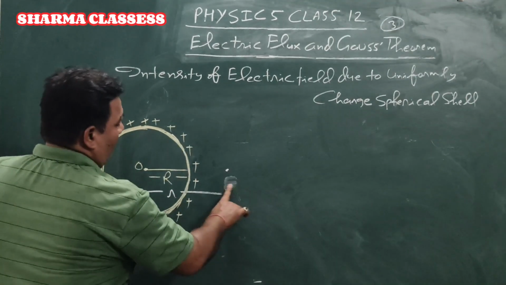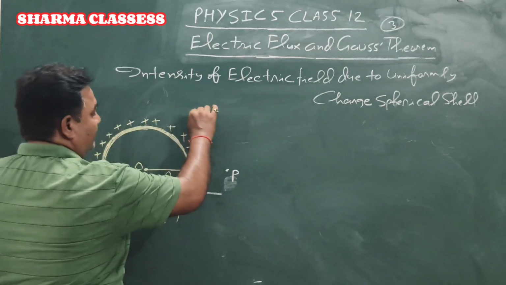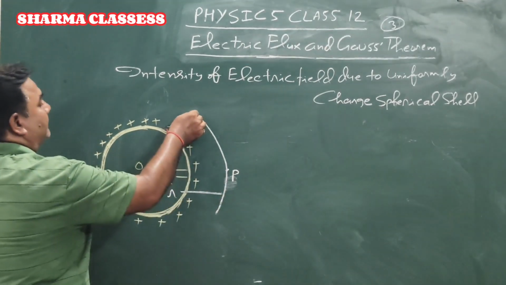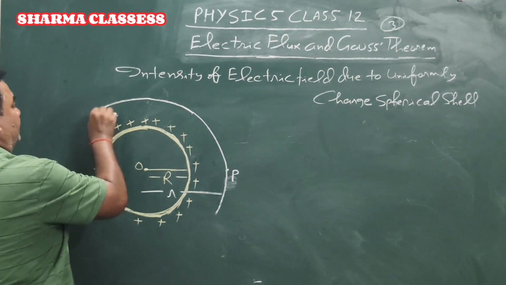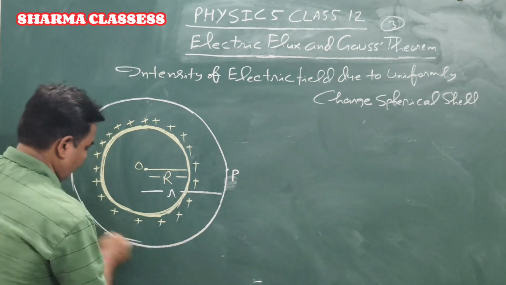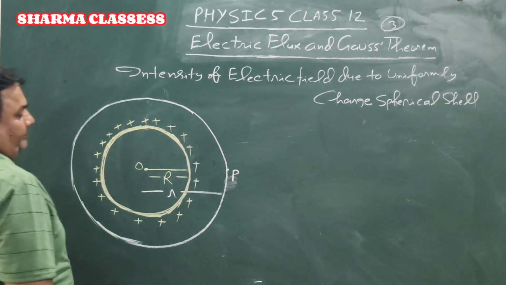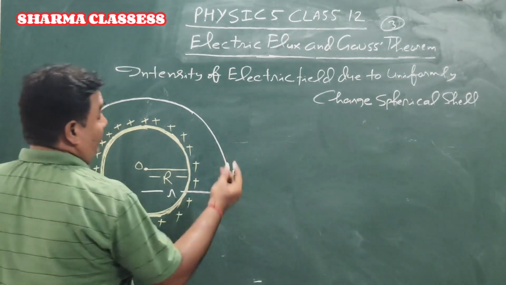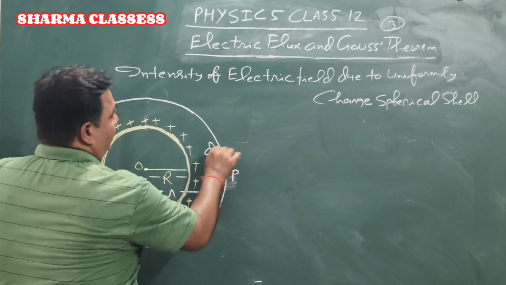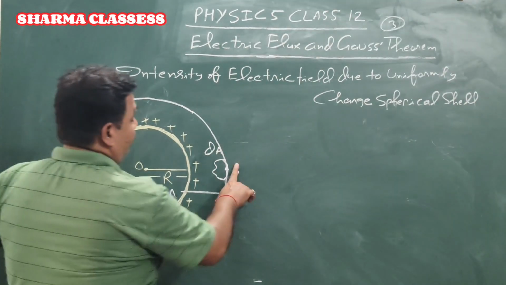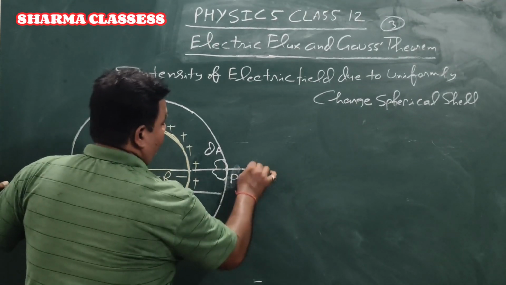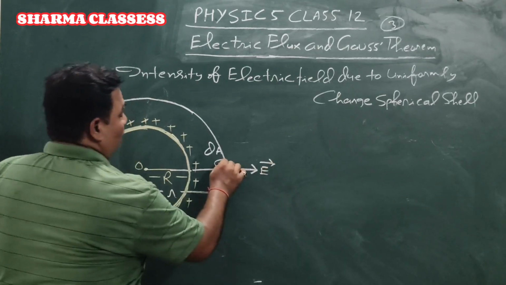For this, by the Gauss theorem, we draw a Gaussian spherical surface, taking small r as a radius and O as a center. This is the Gaussian surface. Now take a small area around P, as in the Gauss theorem. Suppose this is dA. See the direction of electric field, and the direction of the area vector is also the same.